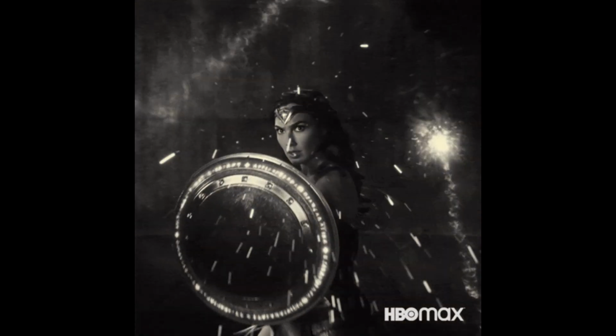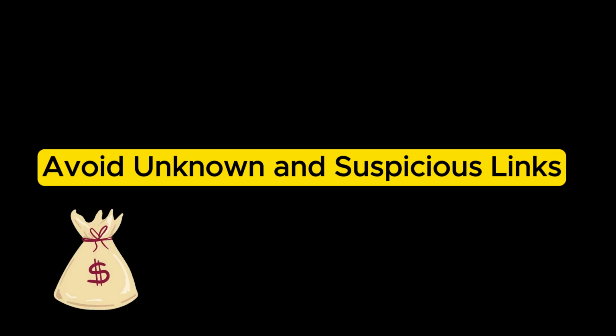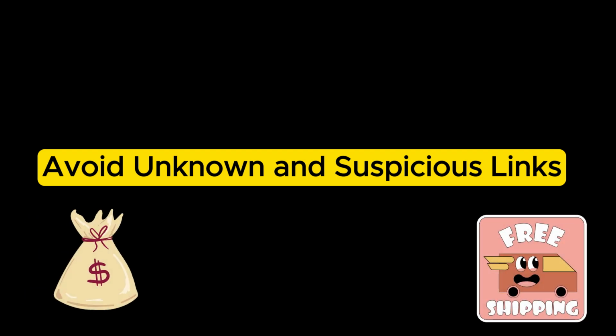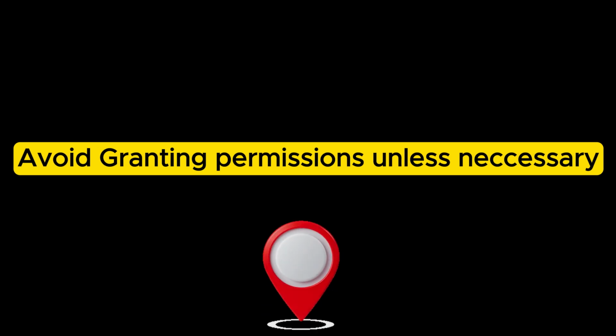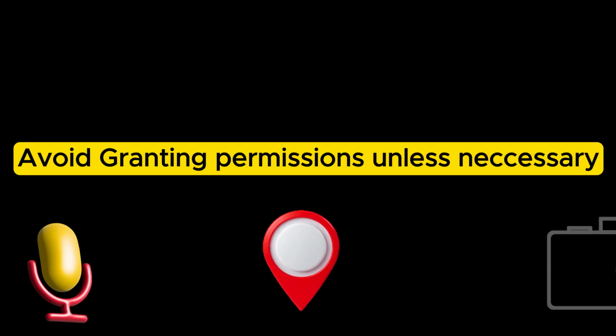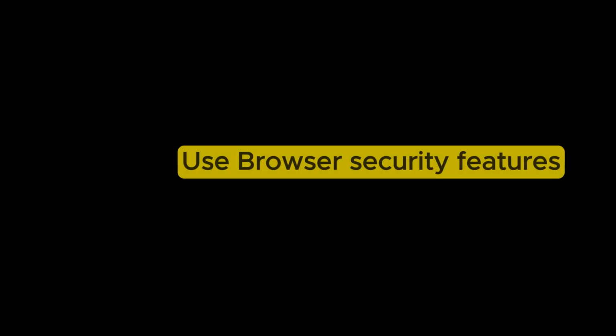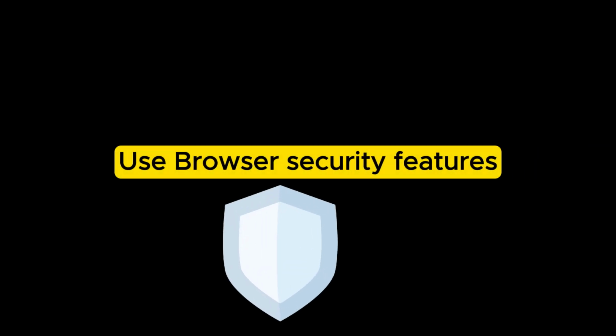Here are some things to protect yourself from phishing attempts like this. First, always avoid clicking on unknown or suspicious links that are too good to be true, like those promising free money or free internet data bundles. Second, refrain from granting important permissions like location, microphone, and camera to untrusted sources. Always use browser security extensions and features to detect phishing pages.